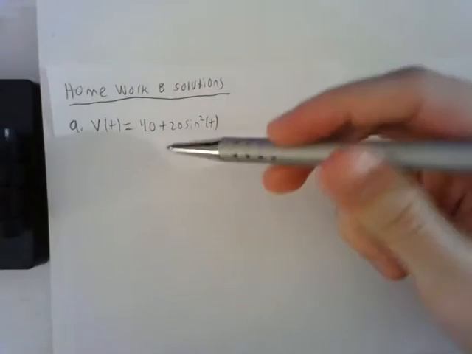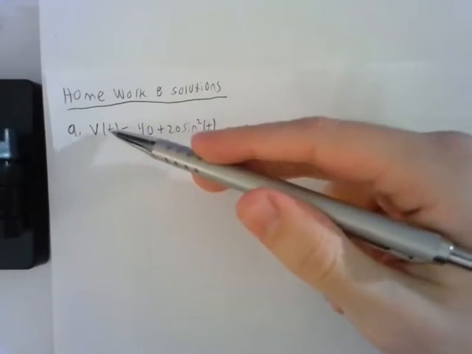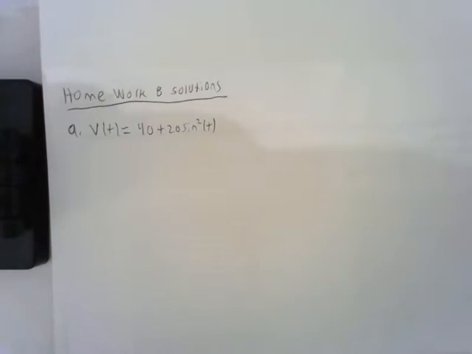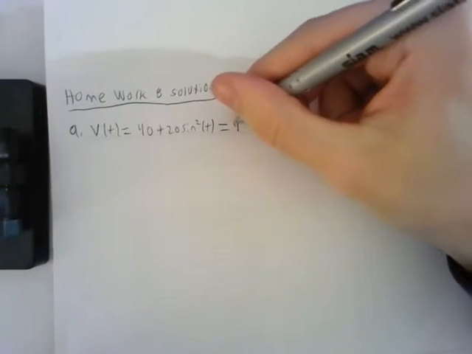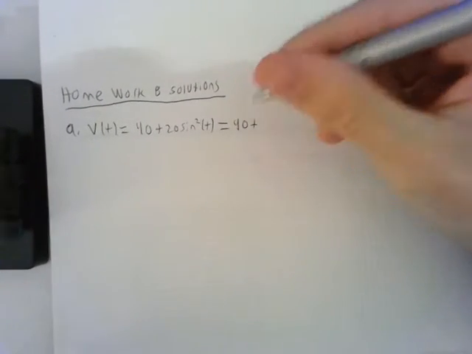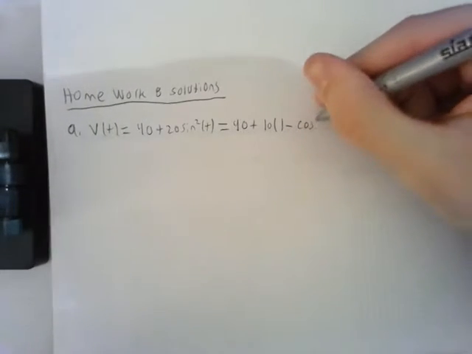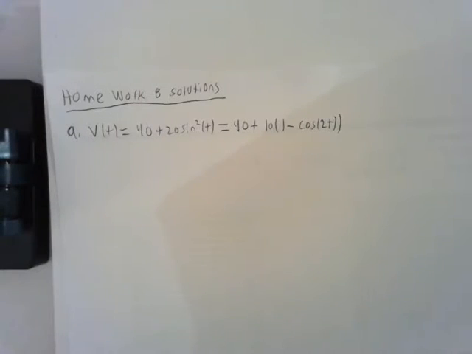Alright, so we're going to be looking at problem 1 from homework 8. This problem concerns a velocity function, v of t equals 40 plus 20 sine squared of t. And we're given a formula in the problem which lets us simplify this to 40 plus 10 times 1 minus cosine of 2t. The reason we want to use this formula is because it will make it a bit easier to use the fundamental theorem of calculus for this.